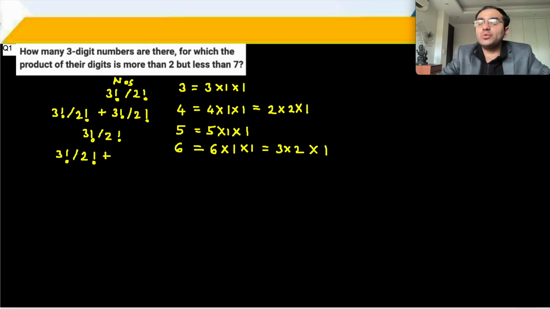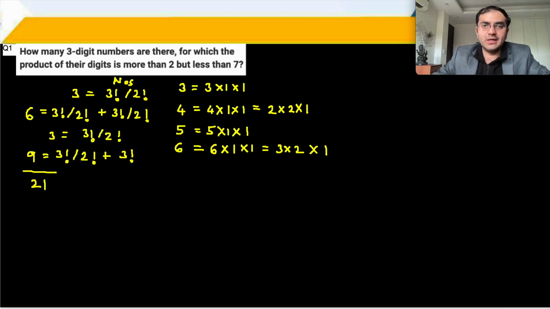611 and 321. 321, in how many ways can I arrange 3 different items? 3 factorial ways. And then add them up. All these values, first one is 3. Then second one is 3 plus 3, 6. Third one is 3. Fourth one is 3 plus 6, 9. Add them up. 3, 6, 9, 12, 21 is the right answer for question number 1.